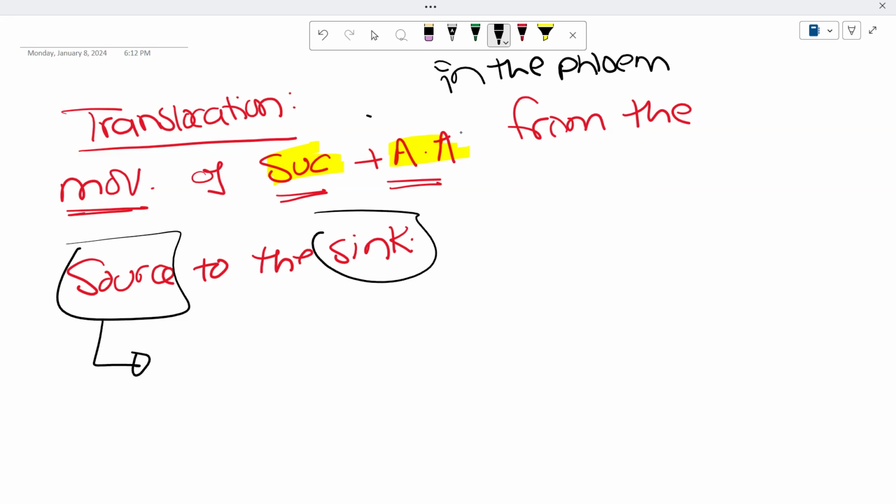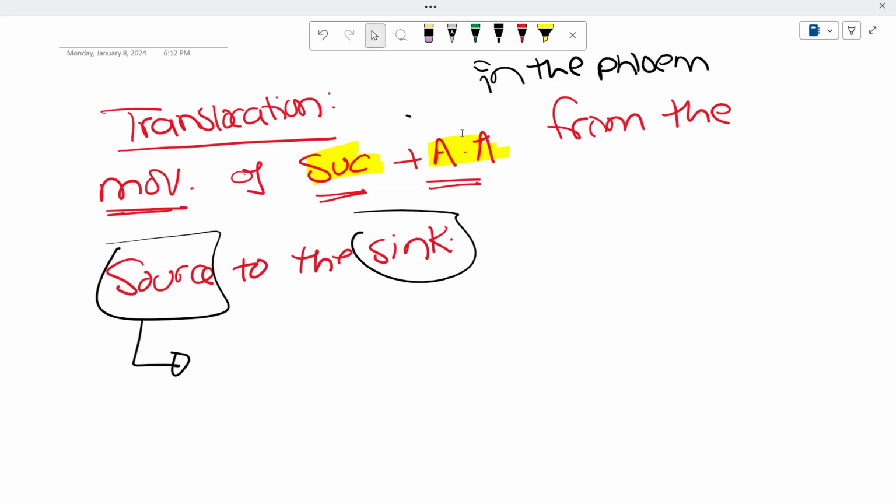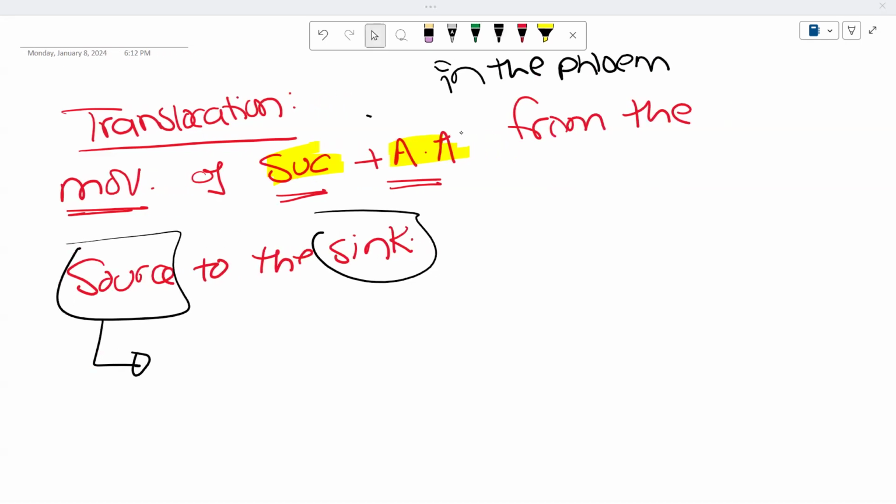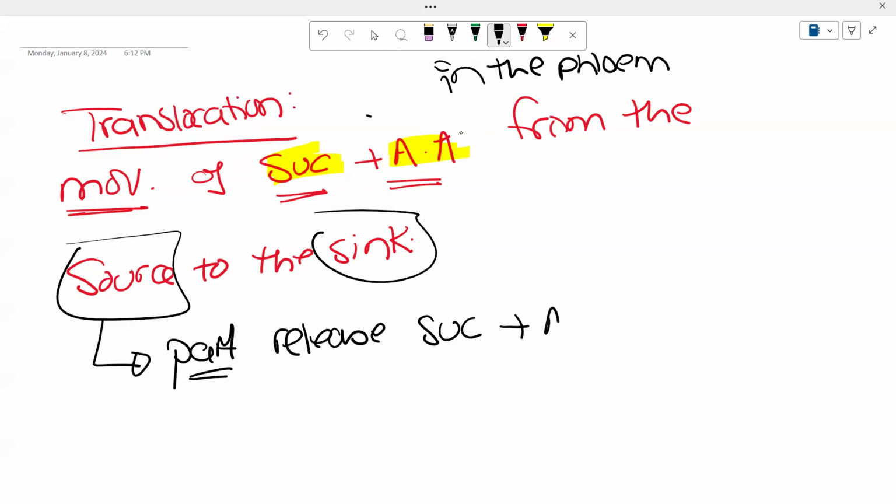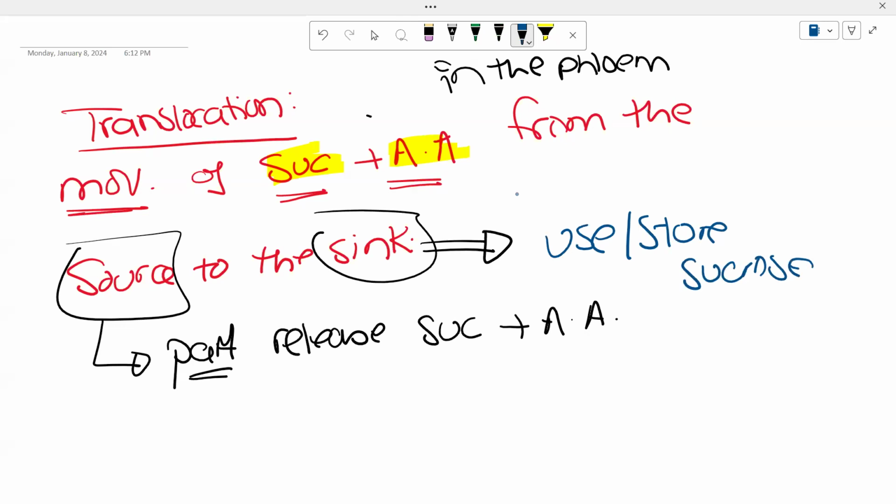Now, what is the definition of the source? Without even studying, the source of what? Source of sucrose and amino acids. Excellent. So the source is the part of the plant that will release or produce sucrose and amino acids. And what is the sink? The part that is going to use the sucrose and amino acids. Excellent. The part that will use or store these sucrose and amino acids.